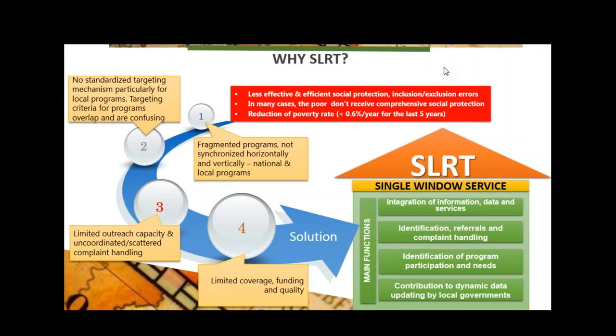There are four major functions of SLRT. One is integration of information, data, and services. Number two is identification, referrals, and complaint handling. Third one is identification of program participation and needs. And last but not least, is to contribute to the dynamic data updating by local governments. So these are the four major functions of SLRT. Next, please.